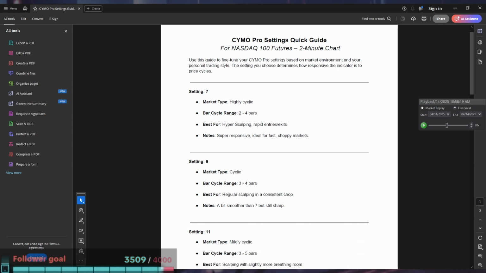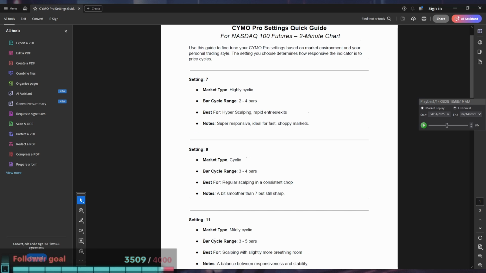For example, a setting of 7, which is what I have on the screen right now, is highly cyclic, okay? This is typically to catch 2 to 4 bar range cycles. And what is it best for? Hyper scalping, rapid entries, and exits. It's super responsive, ideal for fast, choppy markets.